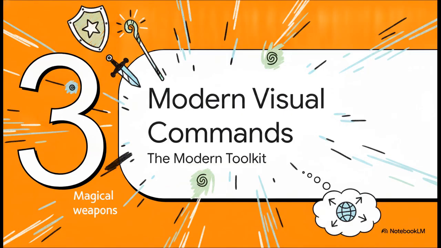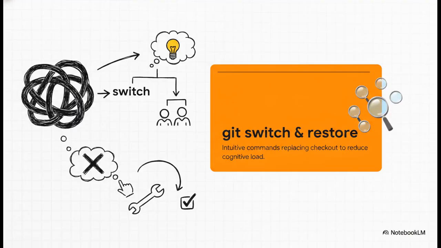So, moving into Section 3, now that we know our environment is a completely safe sandbox, let's look at the magical weapons we have to conquer those version control fears. The tech world finally modernized its vocabulary to actually help us out. For the longest time, there was this overloaded, multi-purpose command called git checkout. It was notoriously confusing for beginners, just a total cognitive nightmare, because it did way too many things at once.